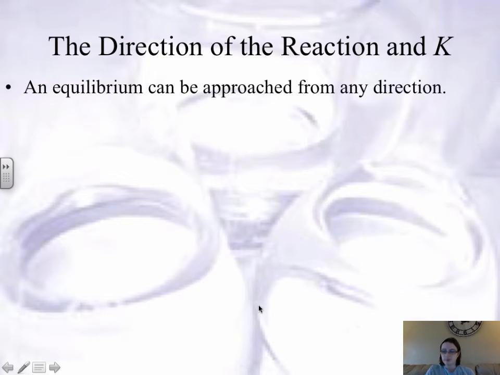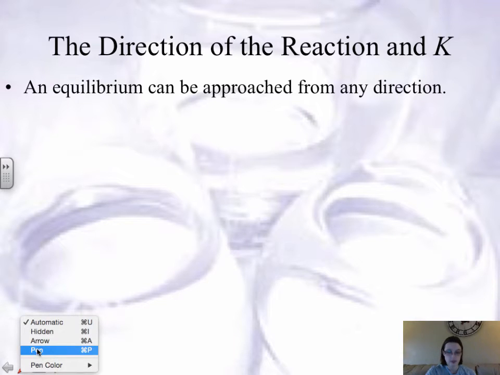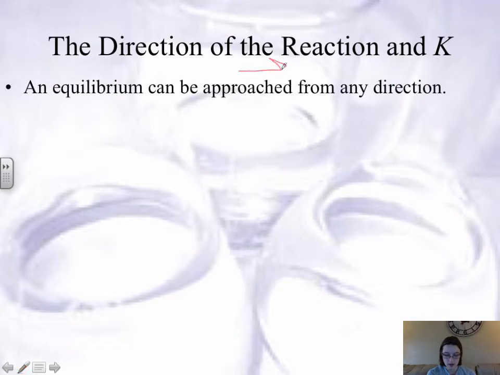Okay, so we're going to look at the direction of the reaction, whether forward or reverse, and the effect that it has on the equilibrium constant. As I talked about in the first video, equilibrium can be approached from any direction. You can either approach it going from the forward reaction, or you can approach it going from the reverse.